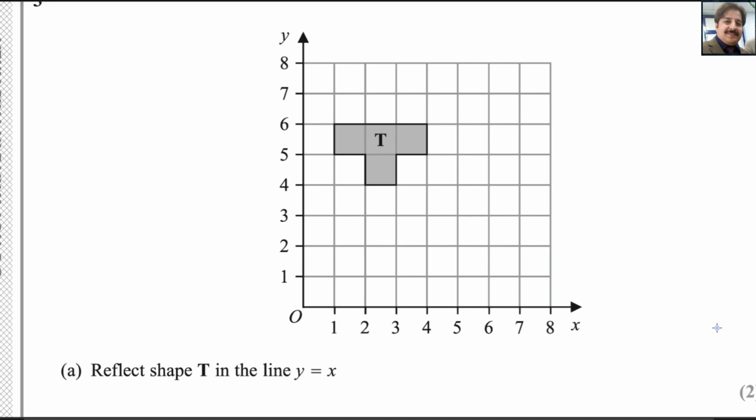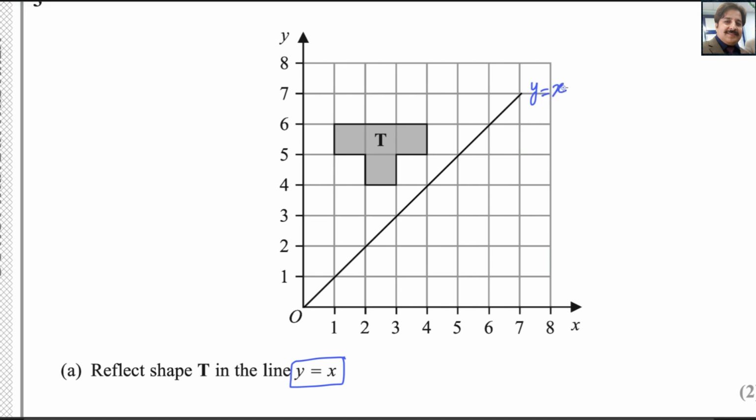So the easiest way, you must draw this line y equals x. You know y equals x always passes through the origin. It will be like 1 unit right and 1 unit up. It should pass through 1 and 1, 2 and 2, 3 and 3. So draw this line from the origin. You must draw this with the ruler. So this is the line y equals x.